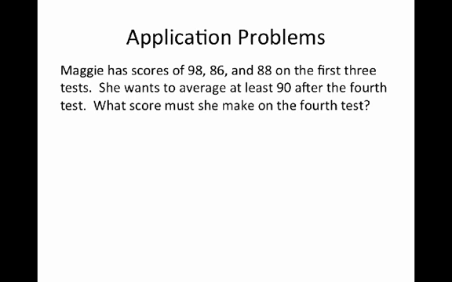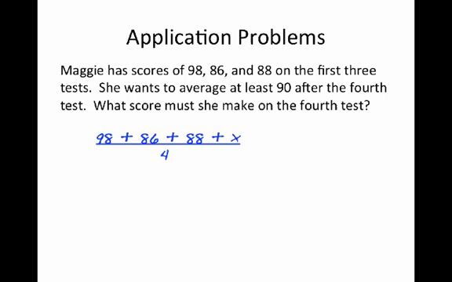You need to know how to compute an average to do this. To compute an average, you're going to take the sum of the scores on your test. We're going to have 4 tests by the time we're done. So we're going to add 98 and 86 and 88 and the unknown for the 4th test. And we divide by the number of scores, so we divide by 4.